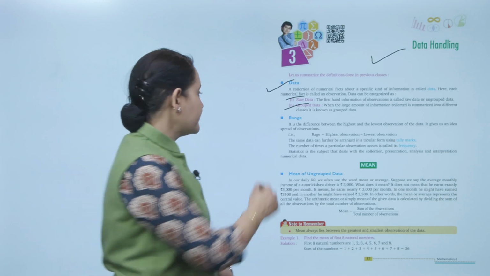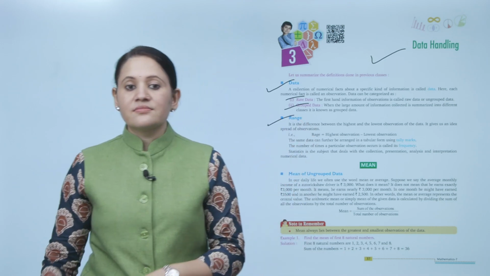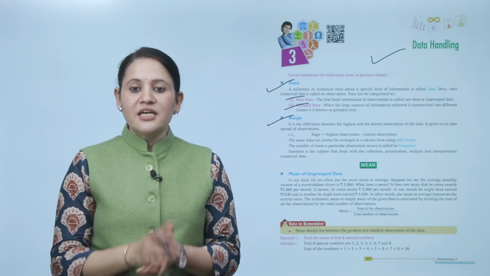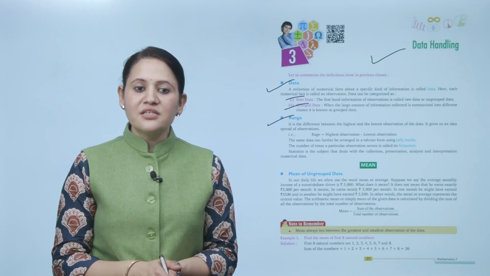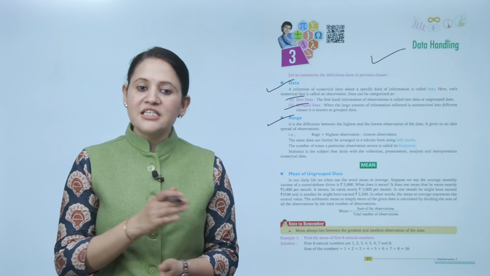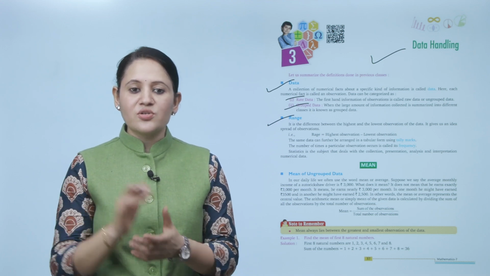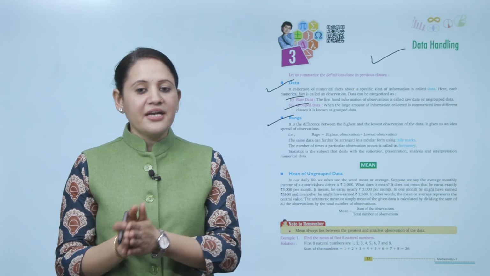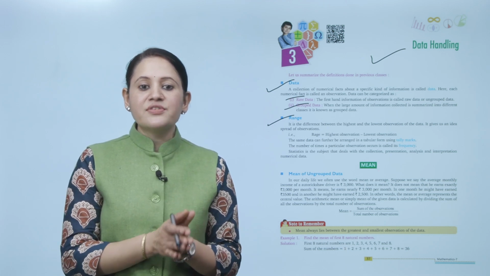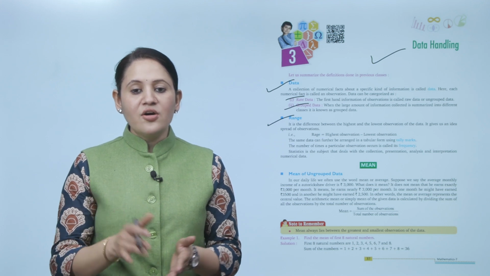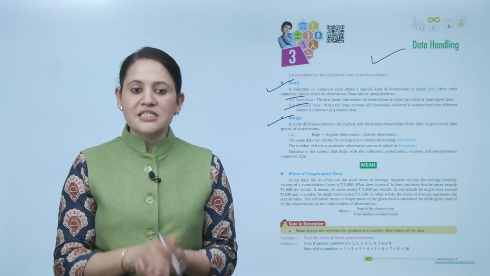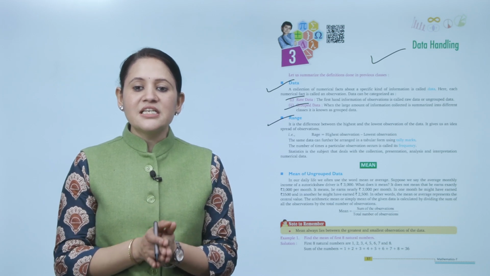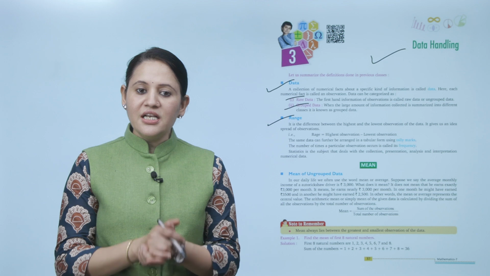Next is range. It is the difference between the highest and the lowest observation of the data. It gives us an idea of the spread of observations. Range equals highest observation minus lowest observation. The same data can further be arranged in tabular form, that is tally marks. The number of times a particular observation occurs is known as frequency. Statistics is a subject that deals with the collection, presentation, analysis and interpretation of numerical data.